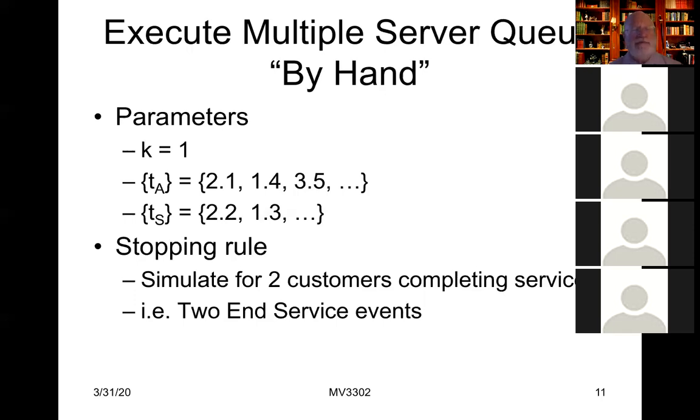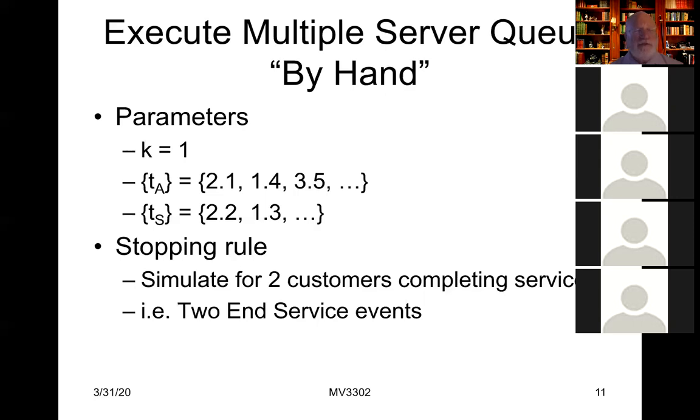So the first inter-arrival time is 2.1. The next one is 1.4. And what that says is the time between when the first customer and the second customer arrive is going to be 1.4 simulated time units. And the time between when the second and the third one arrive is going to be 3.5 simulated time units.